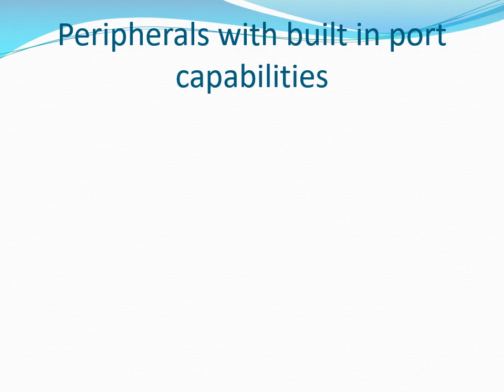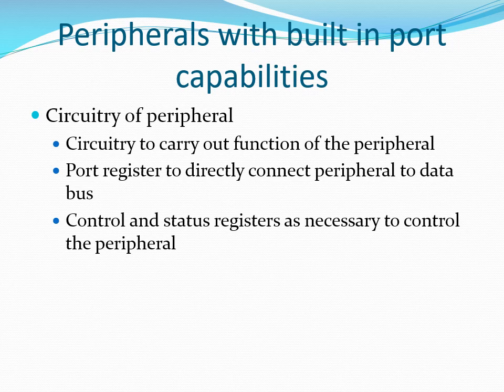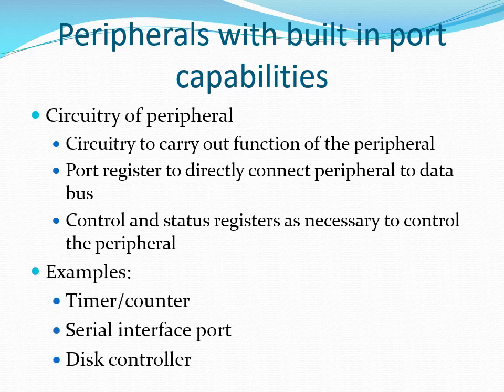There are some peripherals that have built-in port capabilities. These peripherals can be directly connected to the system bus without the need of a port in between them and the microprocessor. The circuitry of such a peripheral consists of a circuitry to carry out the function of the peripheral, a port register to enable direct connection to the data bus, as well as control and status registers as necessary to control the operation of the peripheral. Examples of such peripherals are timers, counters, the serial interface port, and the disk controller.